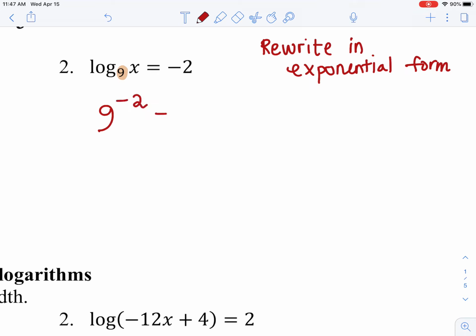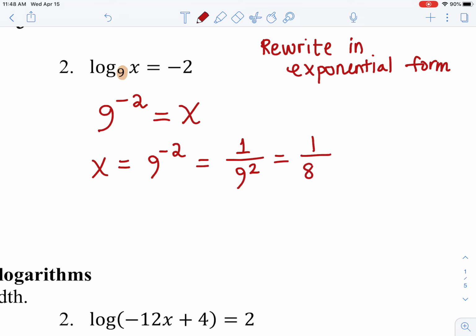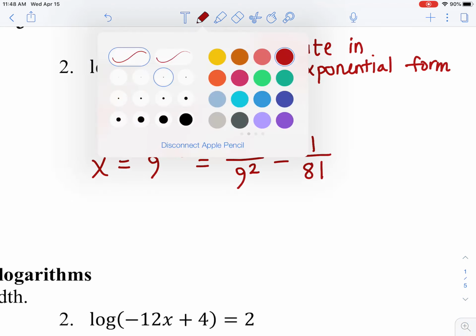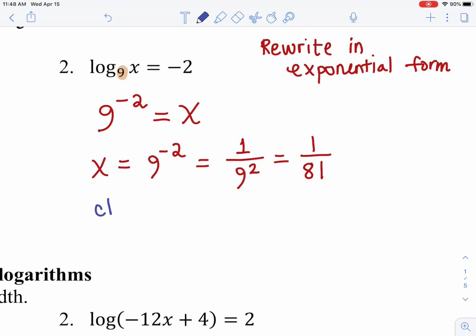What is the base? Base is 9. And the exponent, the power, is -2. And that equals x. Now we solved it. We got the answer. That's the exact answer, but we can simplify this. What does it mean? 9 to the -2nd power. Using the exponent rule, we know that's the same thing as 1 over 9 raised to the +2nd power. So that's the same thing as 1 over 81.